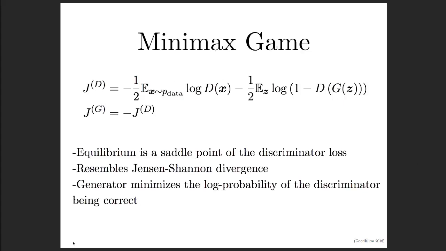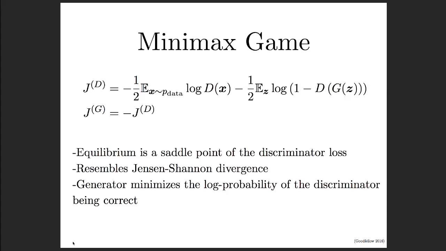Each player has its own cost, and the choice of the cost determines exactly how the training algorithm proceeds. There are many different ways of specifying the cost. The simplest one is to use a minimax game, where we have a cost function J superscript D defining the cost for the discriminator, and then the cost for the generator is just the negative of the cost for the discriminator. So you can think of this as having a single value that the discriminator is trying to maximize and the generator is trying to minimize.